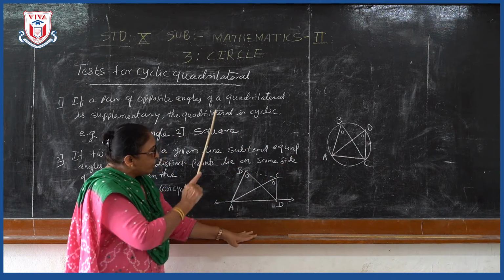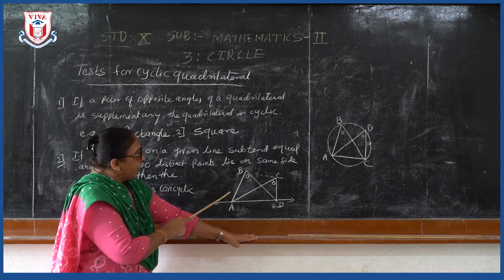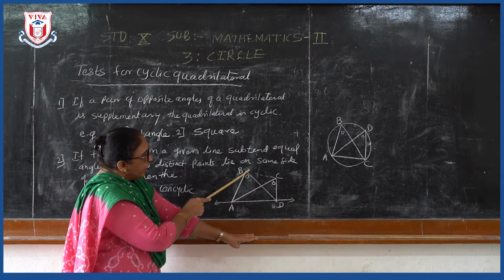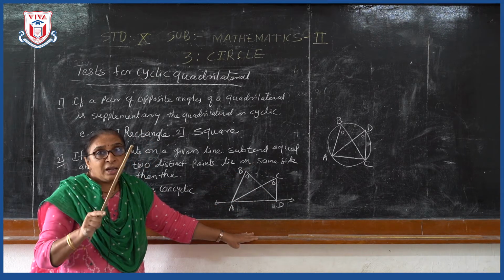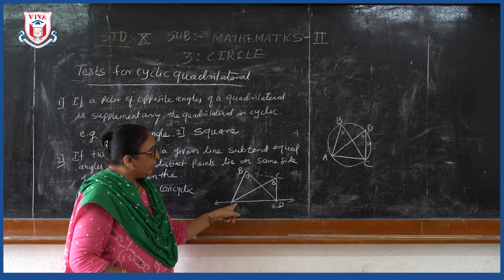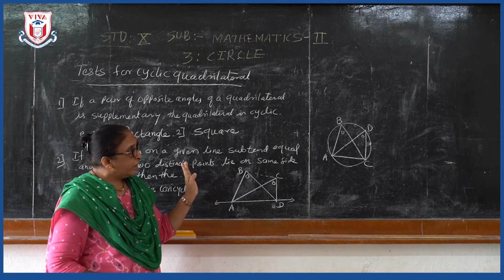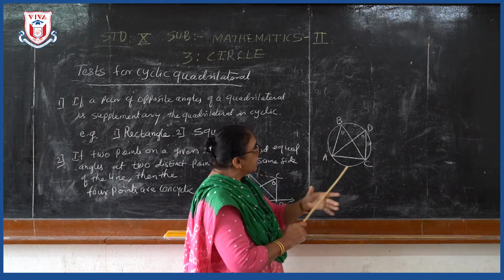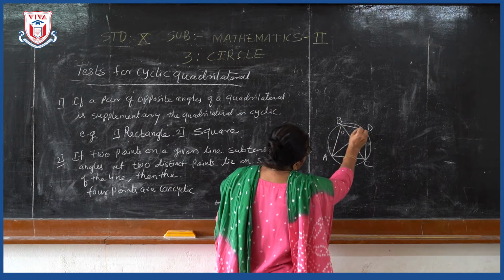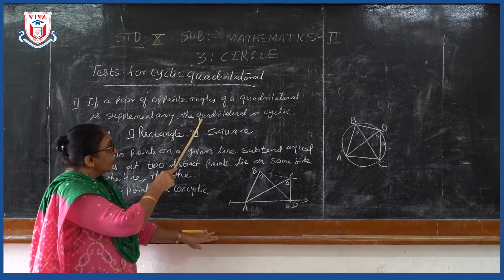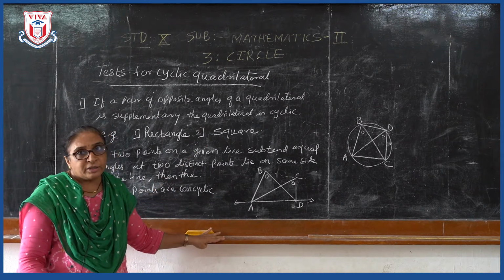That means here also we can say that if angle ABD and angle ACD are congruent, then all these 4 points are concyclic. So, that quadrilateral ABCD will be cyclic here. Here quadrilateral ABDC will be cyclic if we join this BD. So, these are the tests for cyclic quadrilateral.